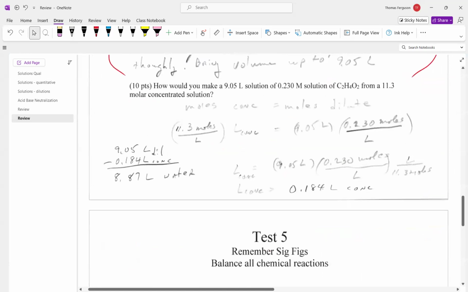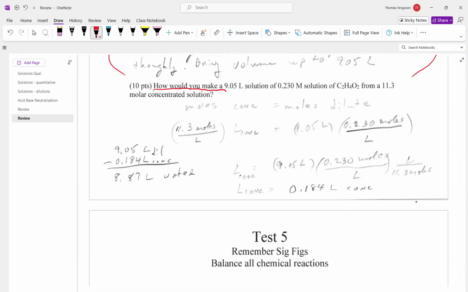Okay, so one way to make solutions with dry ingredients, the other way is by diluting a concentrated solution. So this is what we're doing here. How would you make, again, I want directions. I'll write the directions on the side here. How would you make a 9.05 liter solution of 0.23 molar acetic acid from 11.3 molar concentrated solution? So now we're starting with a really concentrated solution, diluting it.